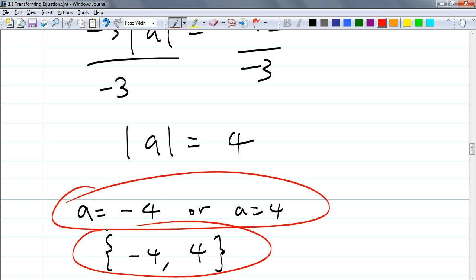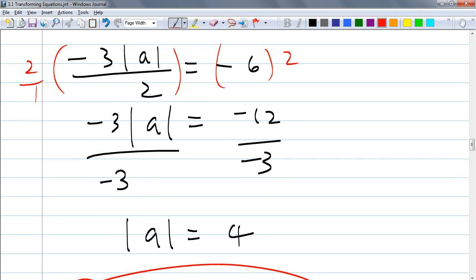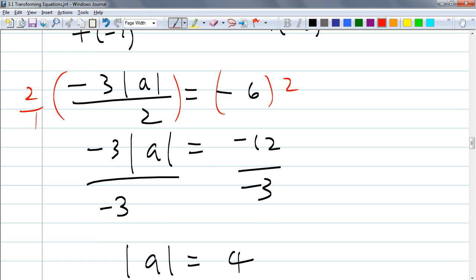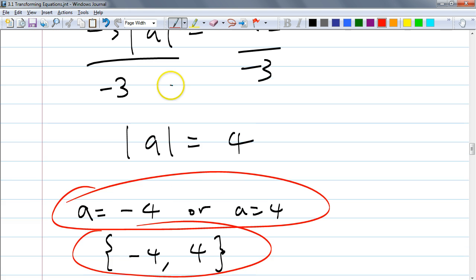Any question? Does this make sense? So when the variable is being multiplied by something, of course, you undo that by dividing both sides by that number. Right? Does that make sense? And so that's how we divide. We don't need to add 3. That will not get rid of that negative 3 multiplying the absolute value of a. Okay, please be careful. Any question? Are we good? All right then. Good.